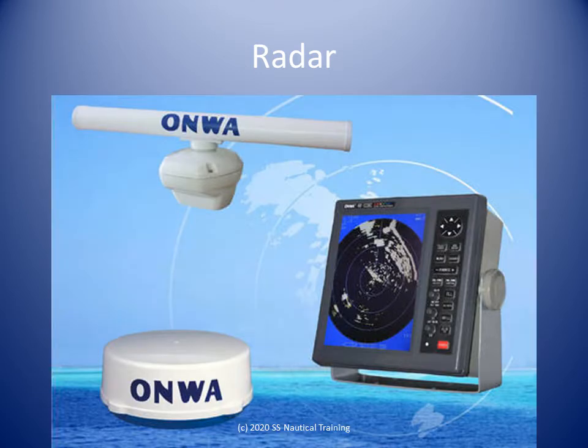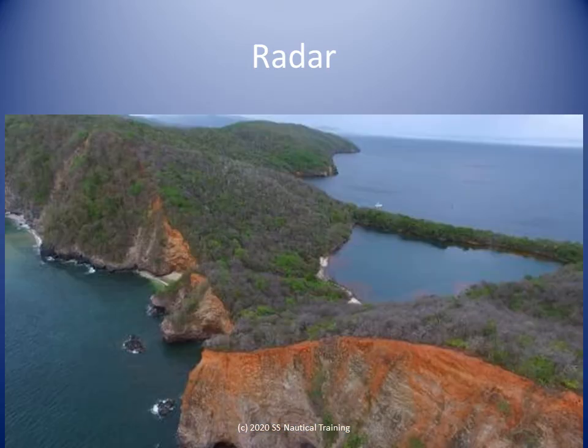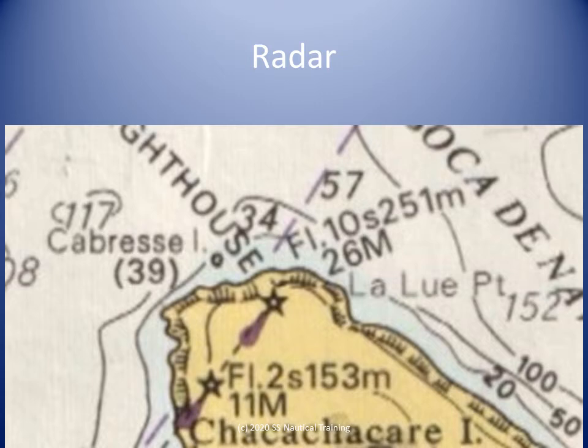The navigator must consider the limitations of the equipment in use. Among the things he should take into account are that radar is more reliable for ranges because of its principle of operation. These steep cliffs on Shakashikare Island are radar conspicuous. Here are the cliffs of Shakashikare on the nautical chart.